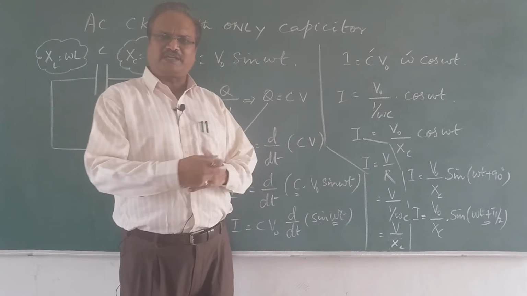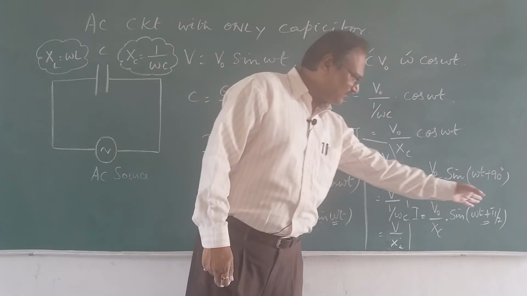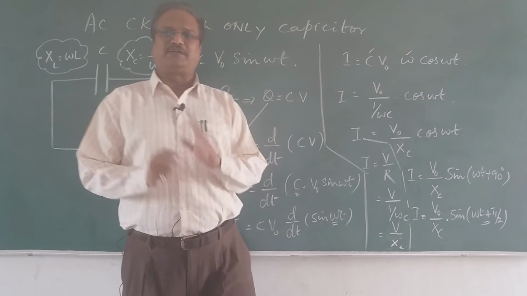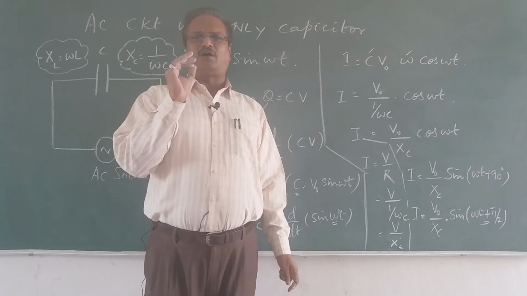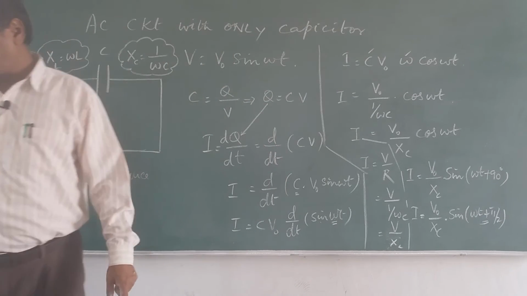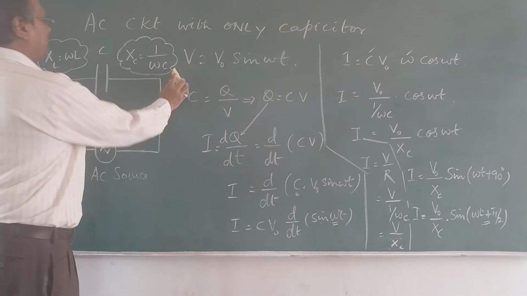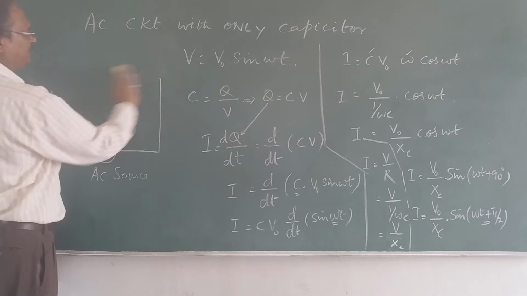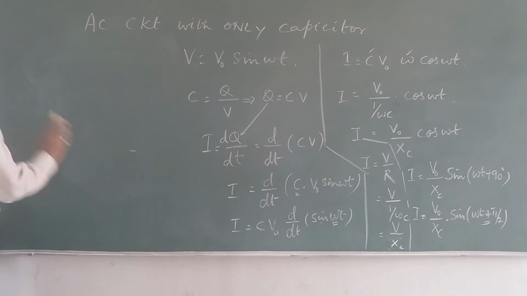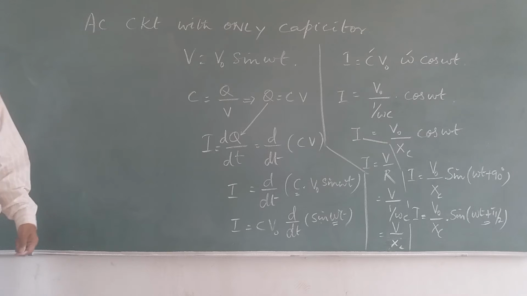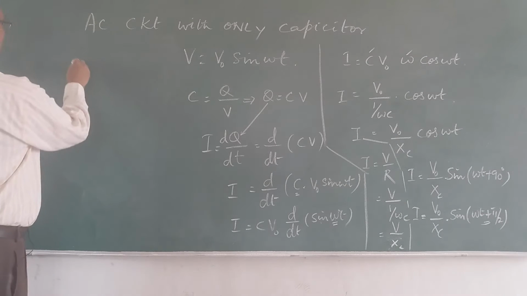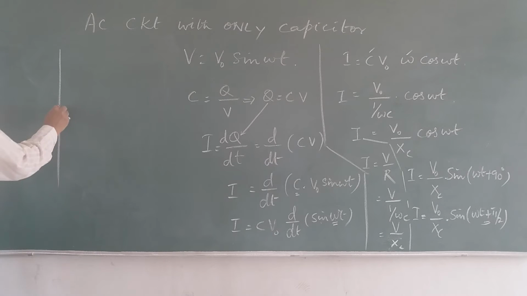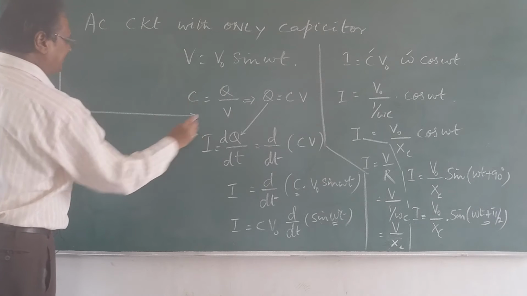Or in a reverse way, we can say voltage lags the current by pi by 2. Now we need to draw a graph, yes, as we did in the previous case also. We will draw a graph between the potential difference and the current. So let me take the diagram. Fine, so this is the axis. This is going to be time.